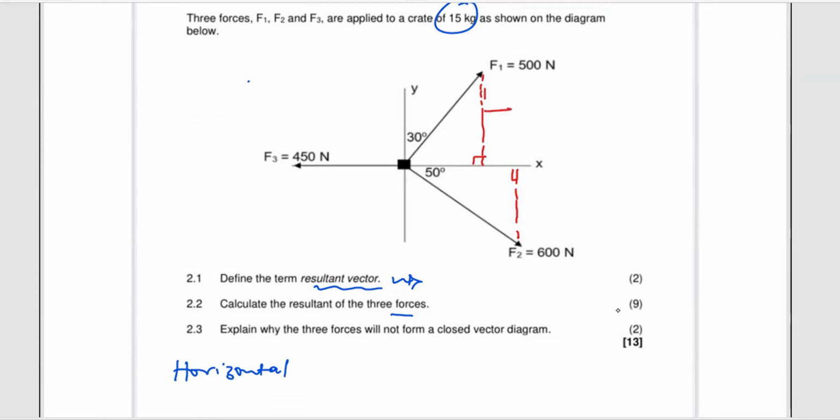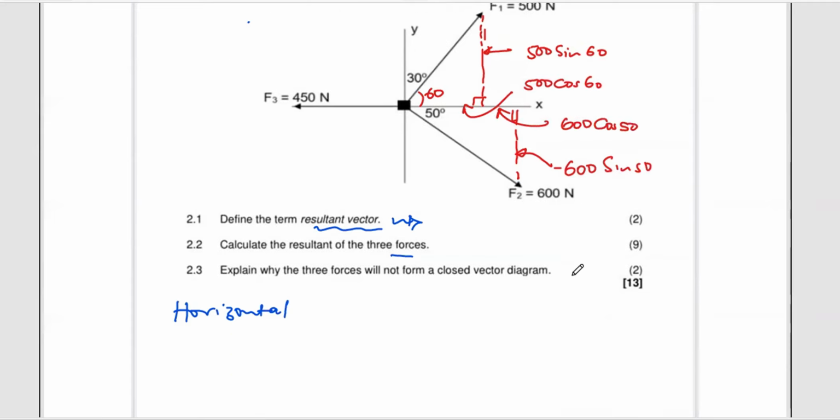So meaning that the vertical component here is going to be 500 sine of this angle here, which is 60, because 30 and 60 is 90. So I'll use this approach, okay? And then down here, we're going to have the 500 cos of 60. And then here we're going to have 600 negative, but that's going to be the sine of 50. And then somewhere there, we're going to have the 600 cos of 50. All right, so then I just need to get the horizontal.